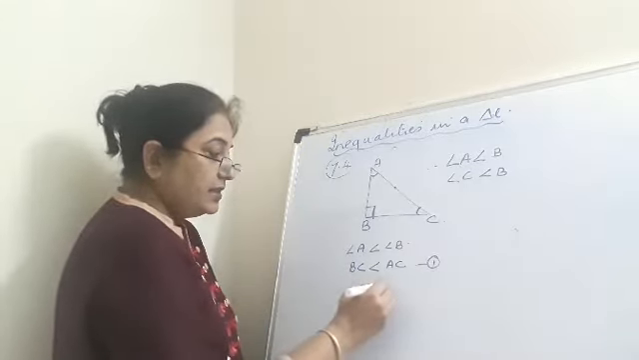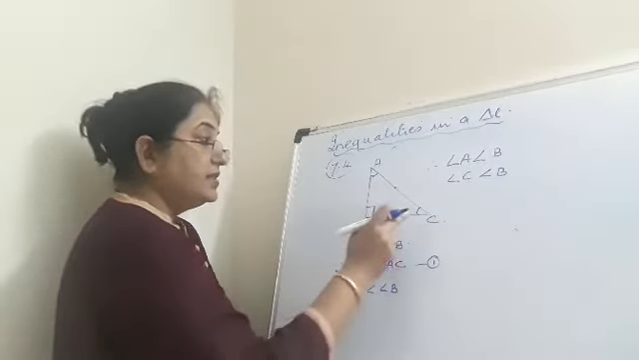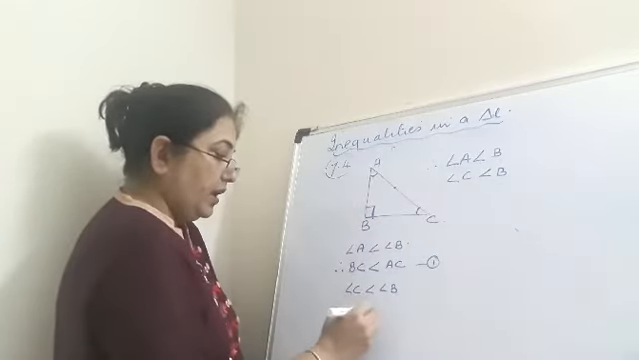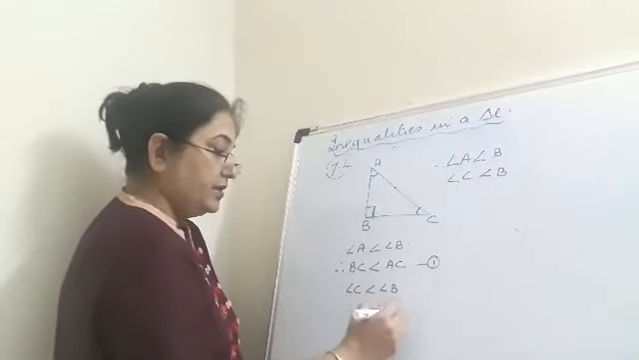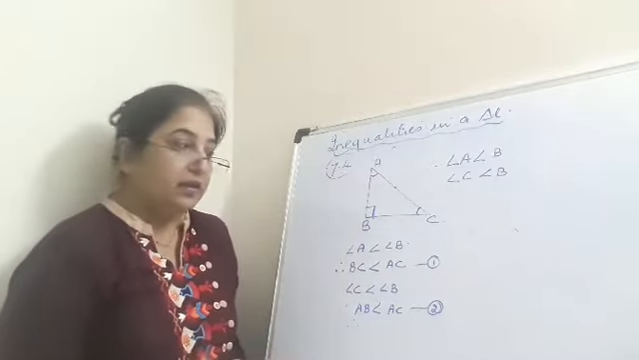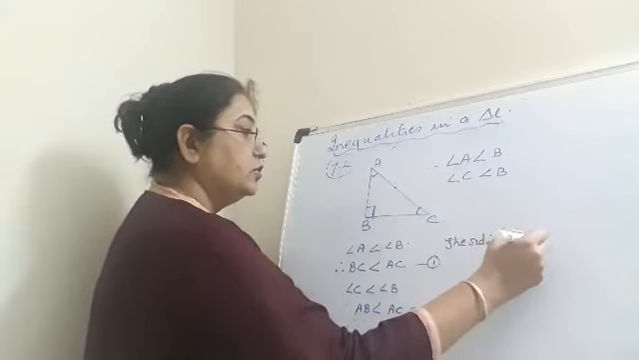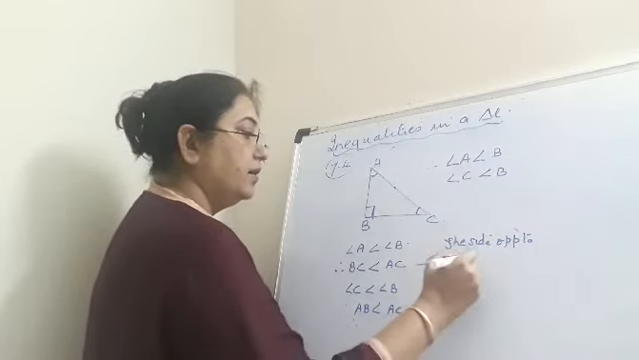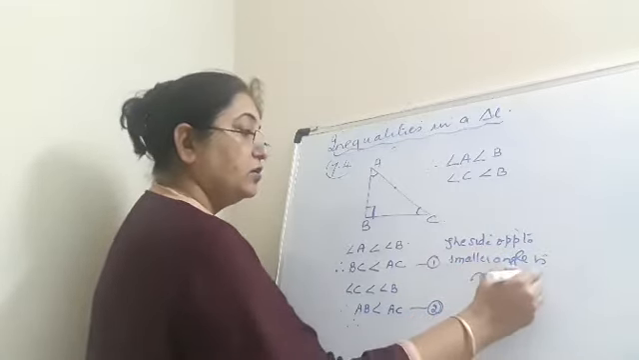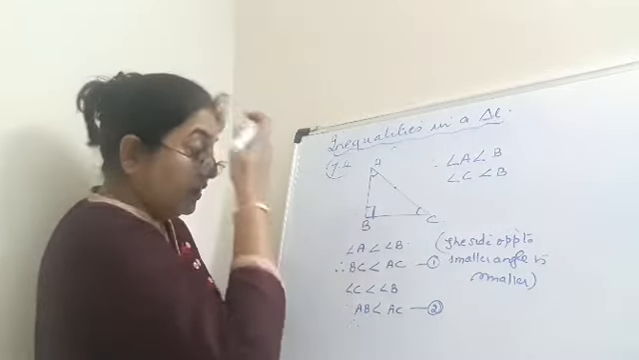Similarly, angle C is less than angle B. Therefore, when C is less than angle B, opposite to angle C we have AB. AB is less than what? AC. This is the second part. Now which inequality are we applying? We can write here: the side opposite to the smaller angle is smaller. And we can also write: the side opposite to the greater angle is greater. Any one statement we can write.